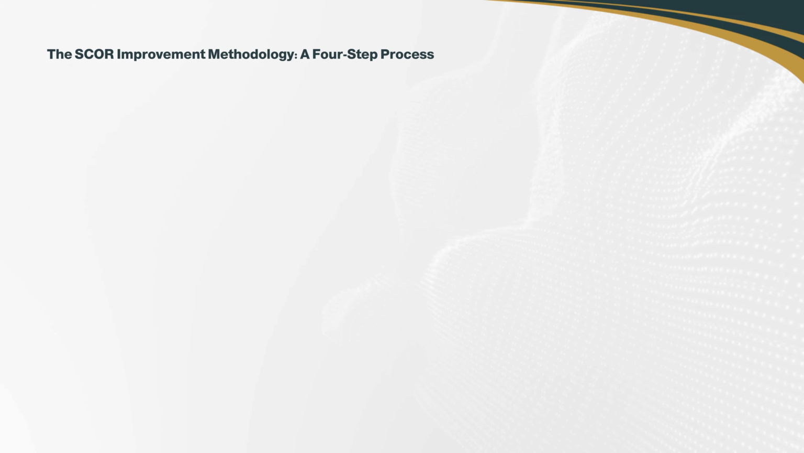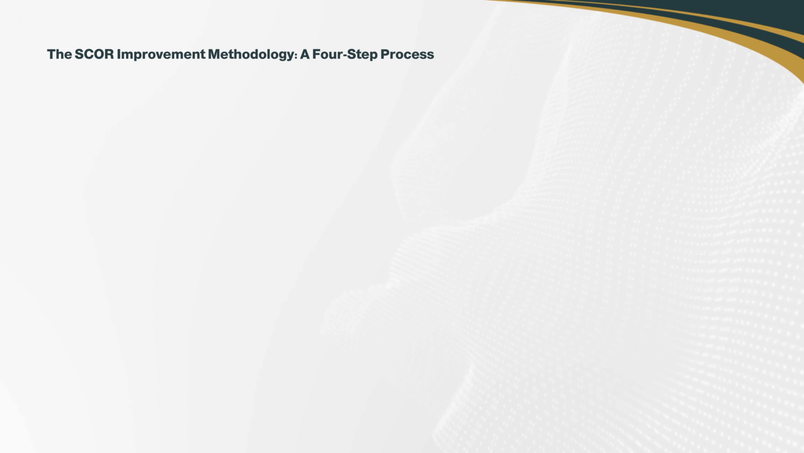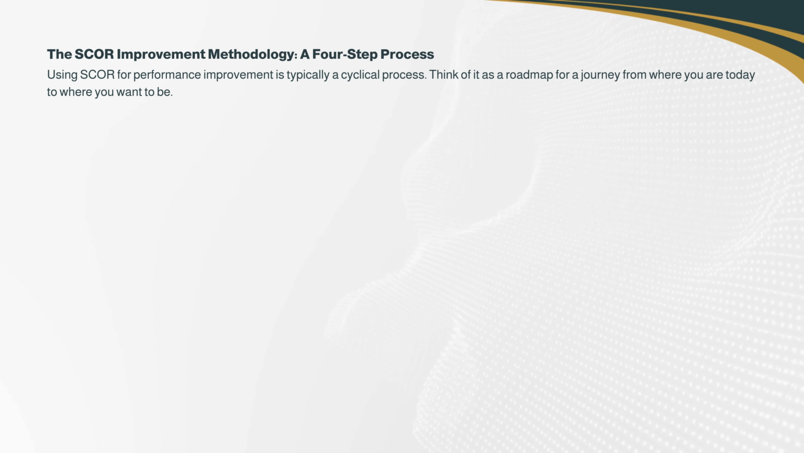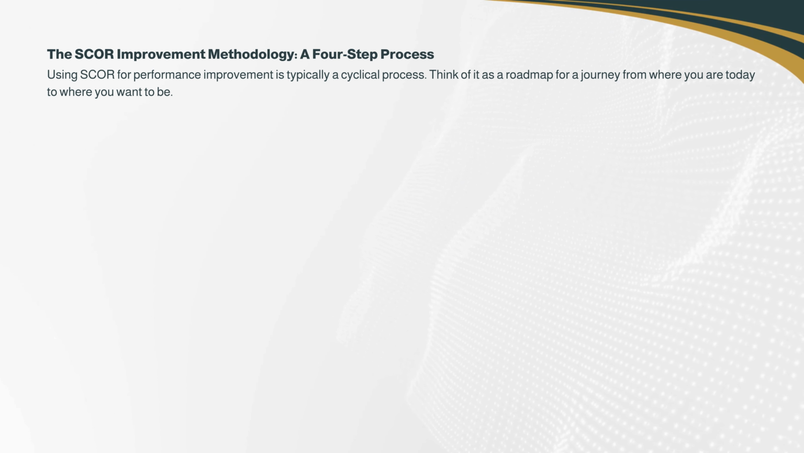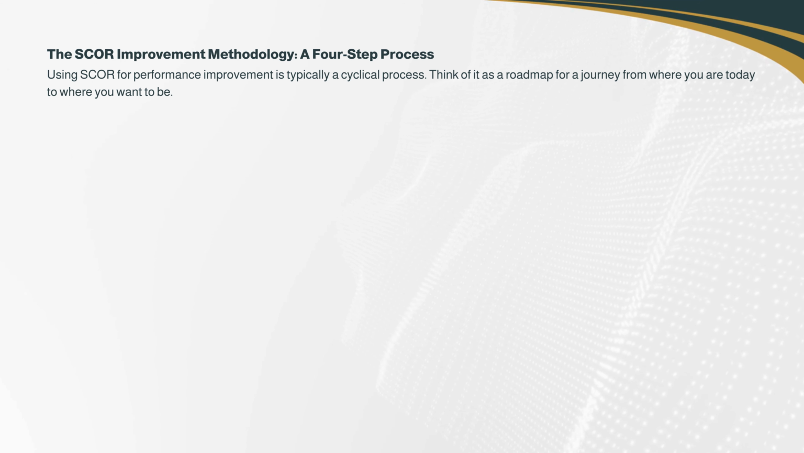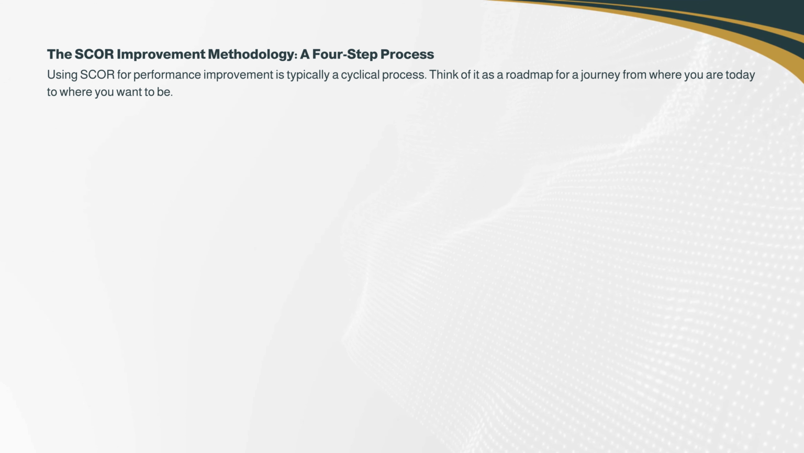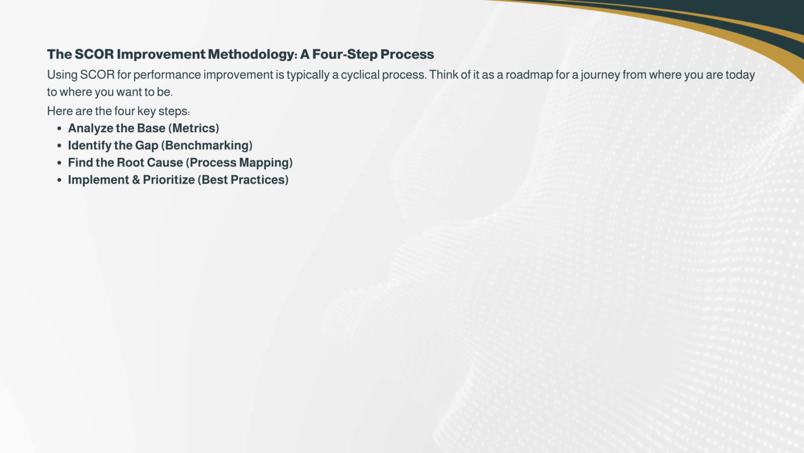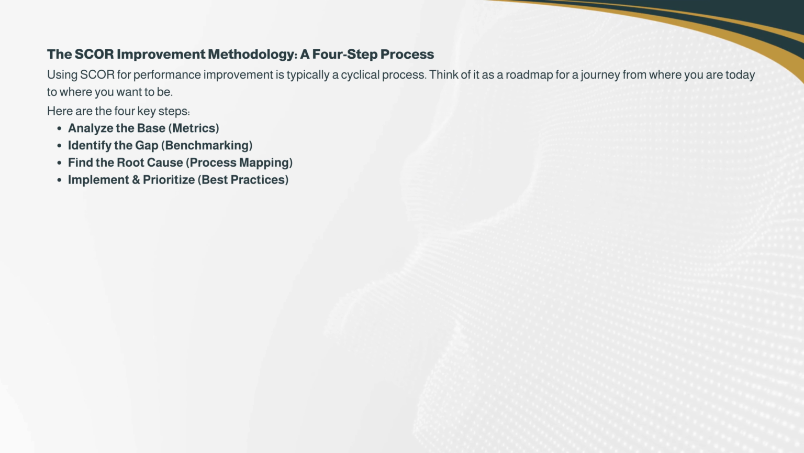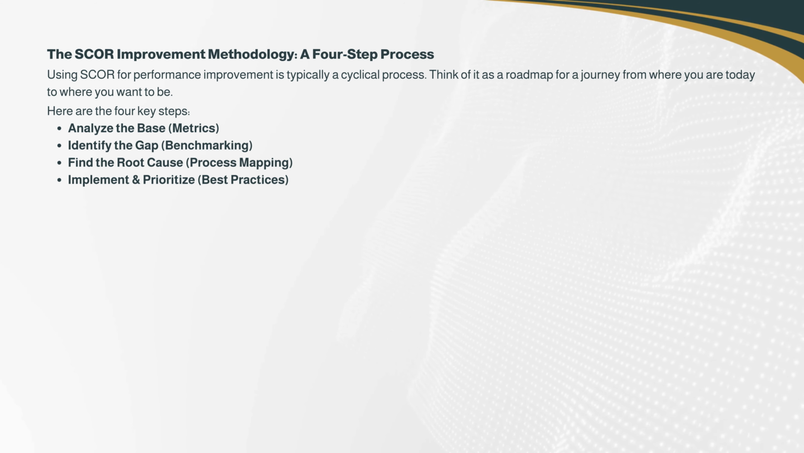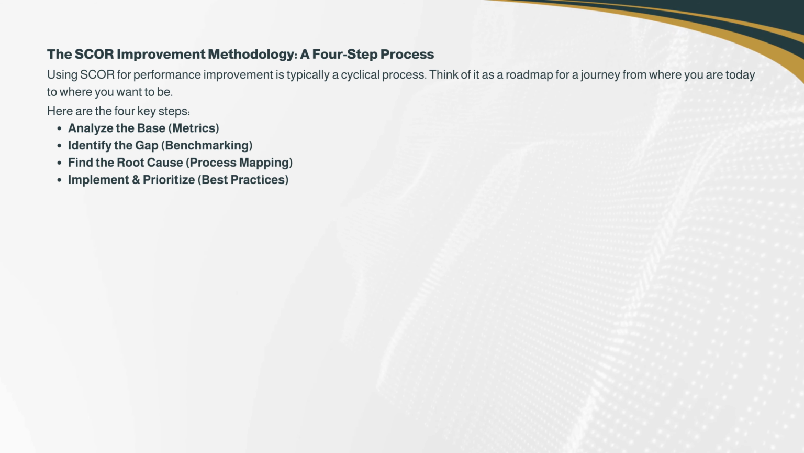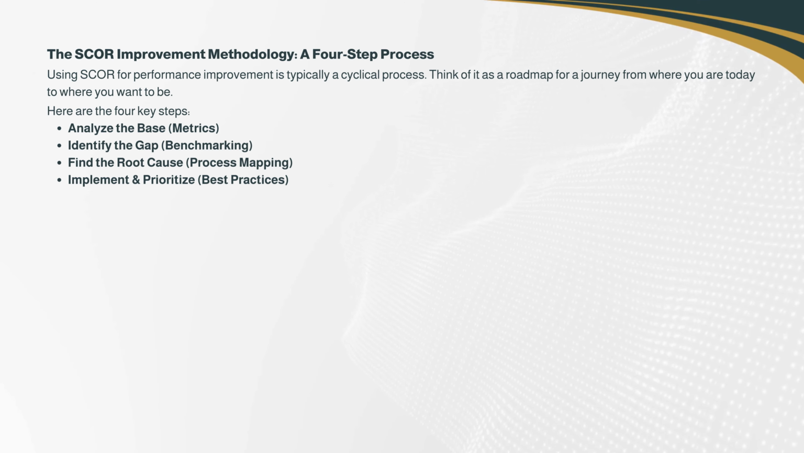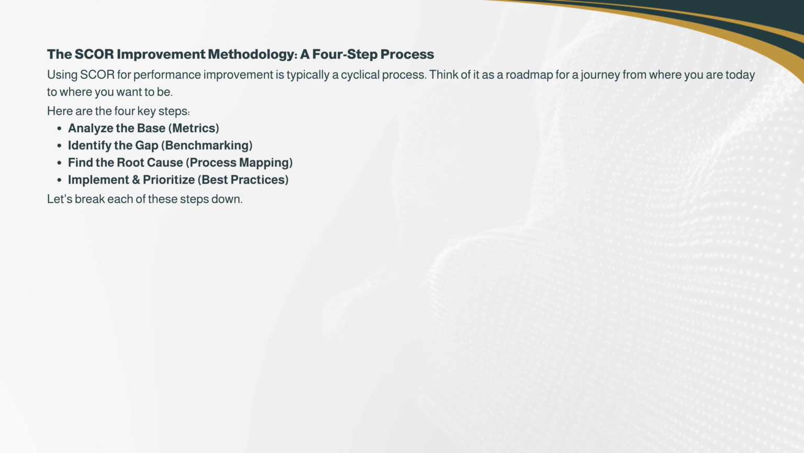The SCOR improvement methodology, a 4-step process. Using SCOR for performance improvement is typically a cyclical process. Think of it as a roadmap for a journey from where you are today to where you want to be. Here are the 4 key steps. Analyze the base, metrics. Identify the gap, benchmarking. Find the root cause, process mapping. Implement and prioritize, best practices. Let's break each of these steps down.